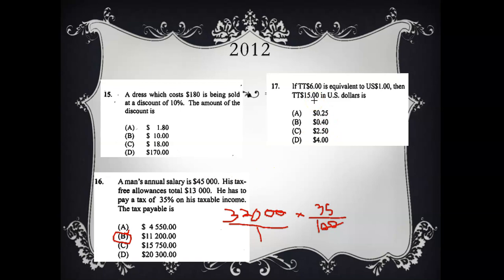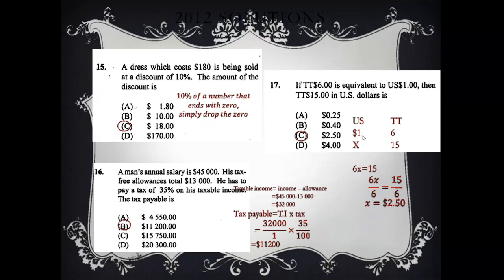If TT $6 is equivalent to US $1, then what is TT $15 in US dollars? And I would like to go to the solution. So there's a solution for 15 and 16.